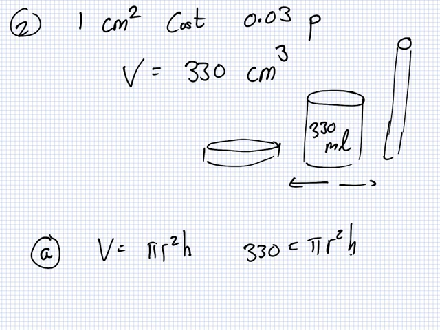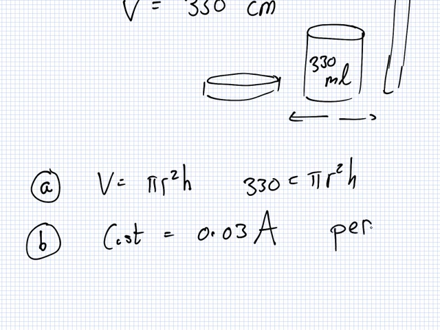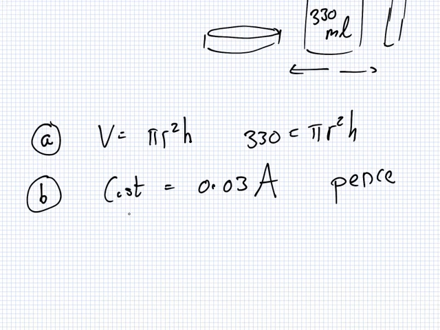So part B is find the cost of the can. Well, the cost of the can will equal 0.03 multiplied by the area. Yeah, because for each 1 centimeter squared, that costs me 0.03 pence. The surface area, yeah. Right, so what is the surface area?